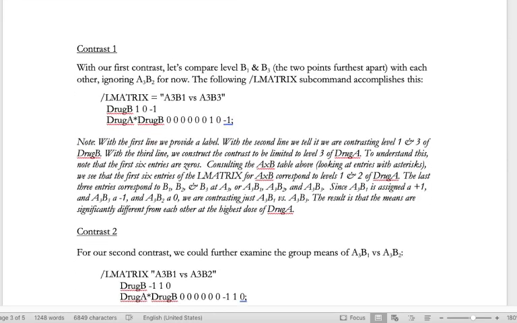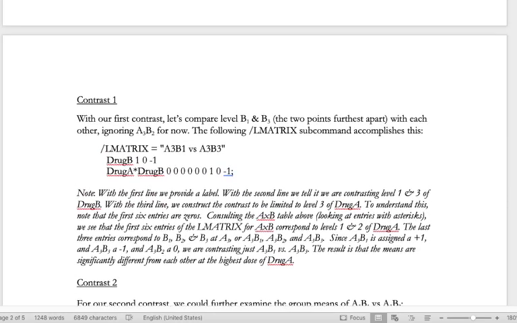So how do we write this out? Well, this is what the syntax is going to look like. So first, there's the L matrix command. What comes after this is just the title. This is just us reminding ourselves what we're looking at.